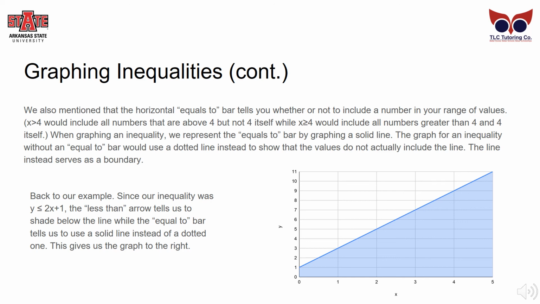Back to our example. Since our inequality was y is less than or equal to 2x plus 1, the less than arrow tells us to shade below the line, and the equal to bar tells us to use a solid line instead of a dotted one. This graph to the right illustrates how the equation would look.